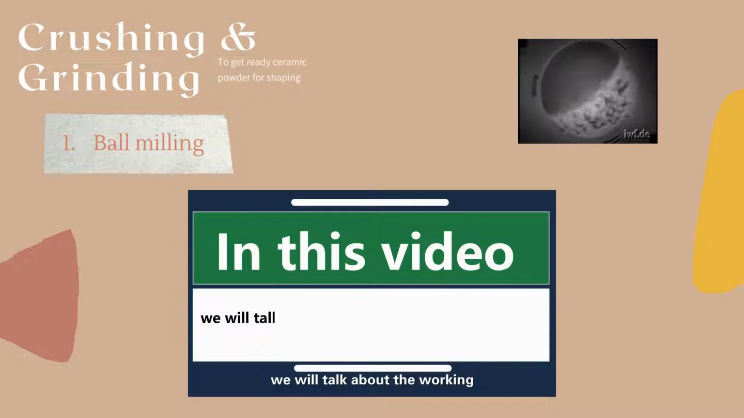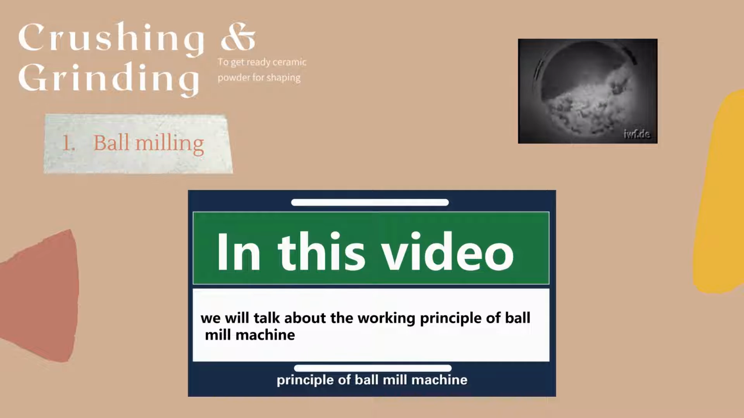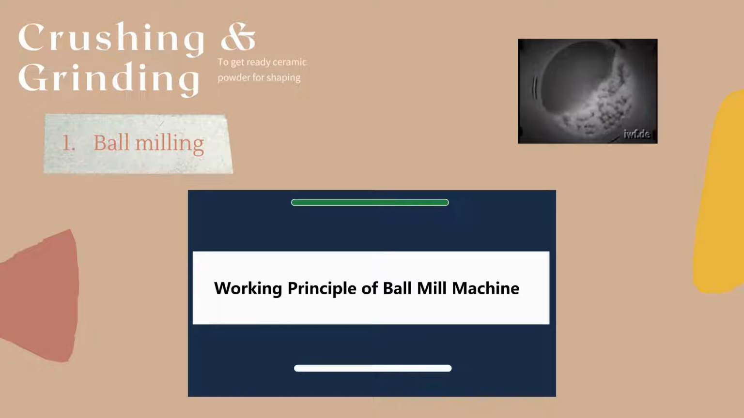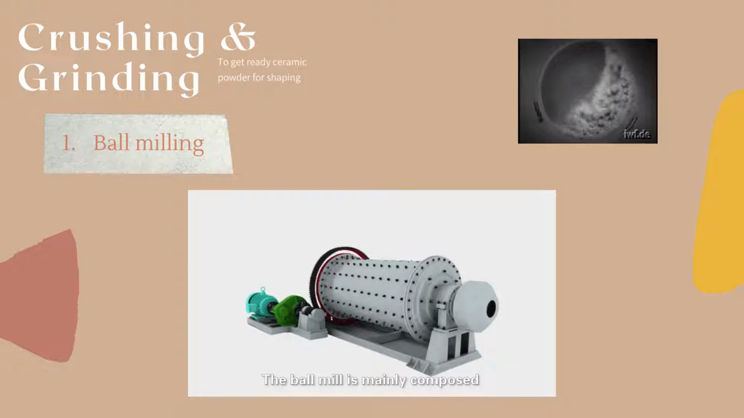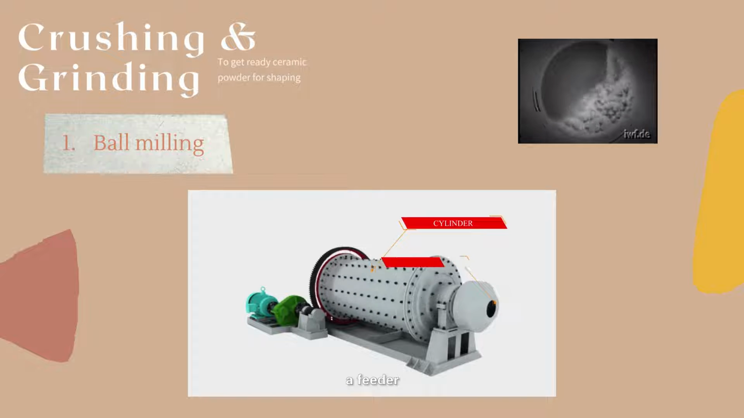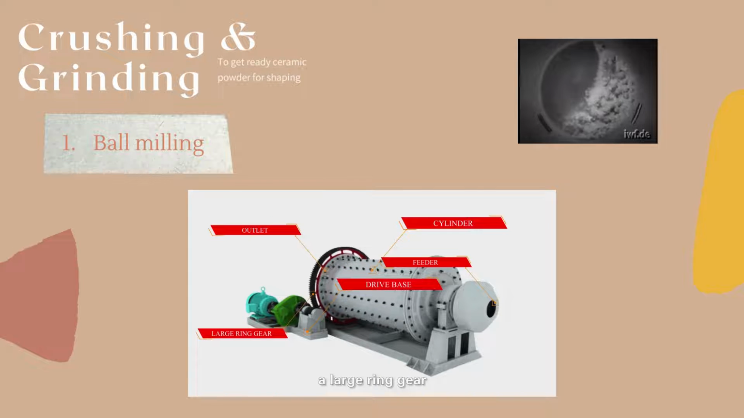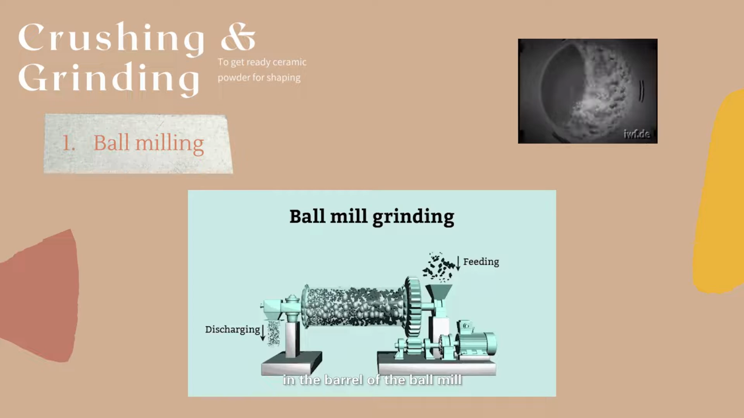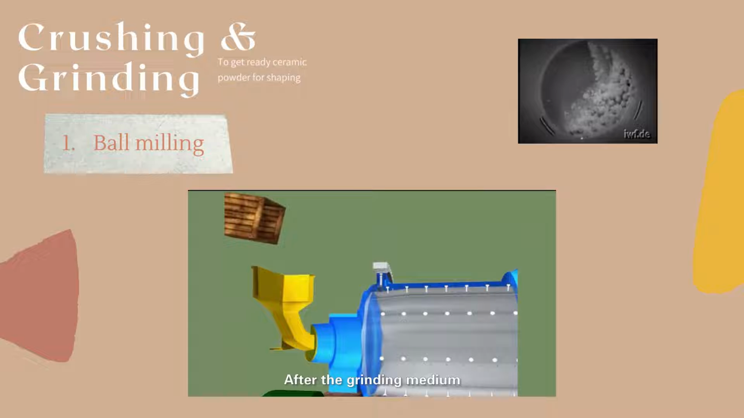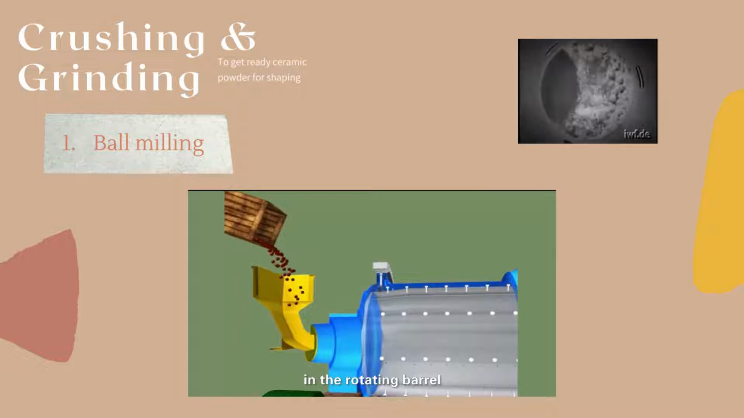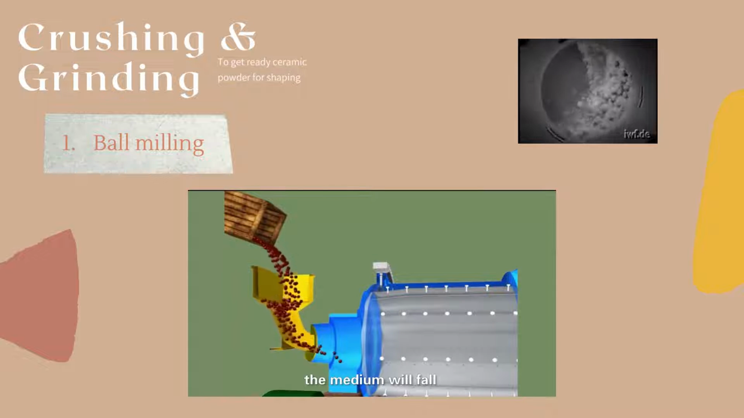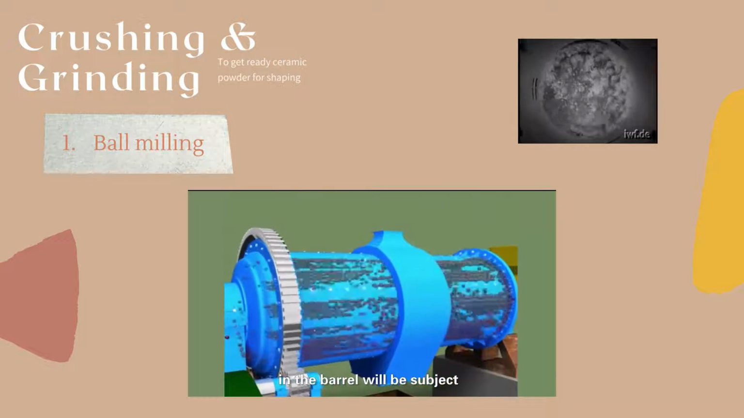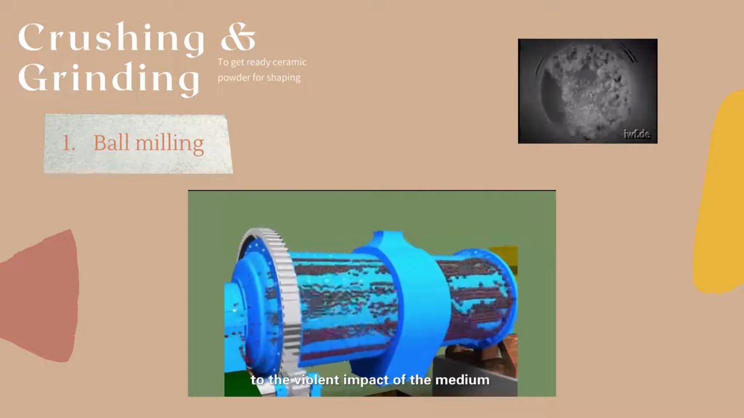In this video, we will talk about the working principle of the ball mill machine. The ball mill is mainly composed of a cylindrical barrel, a feeder, a drive bus, the large ring gear, and a motor. The grinding operation is carried out in the barrel of the ball mill. After the grinding medium in the rotating barrel is brought to a certain height, the medium will fall due to its own weight, and the ore contained in the barrel will be subject to the violent impact of the medium.